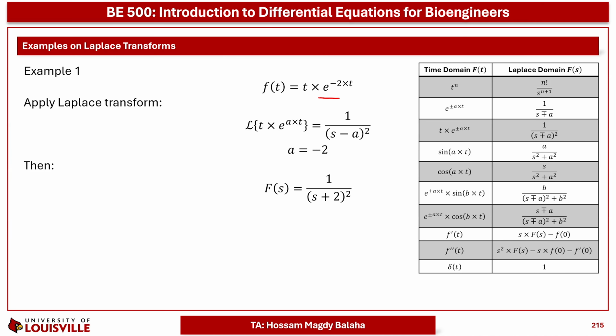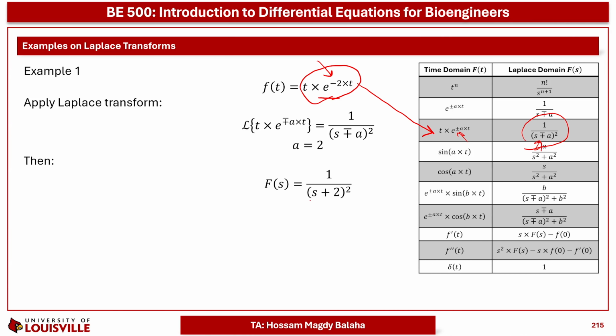So if you notice here, this function is similar to that function. Then simply we will use the corresponding Laplace transform. We have negative 2, and we mentioned that negative a will be positive a.